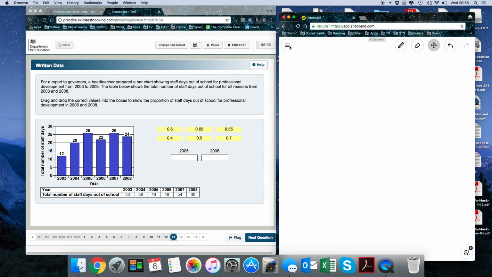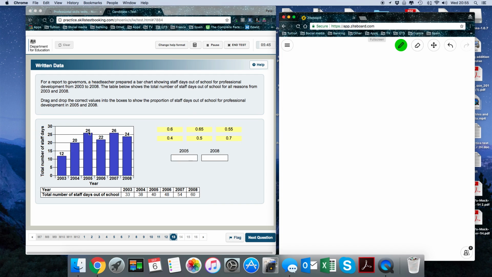Okay, now I need to get a move on. I've only got 6 minutes left. Right, total number of staff days out of school. Drag and drop. Proportion of staff days out of school for professional development. Yeah, I don't like the way this question's worded. I've seen this before. Right, so if we go to the table then, we're looking at 2005.